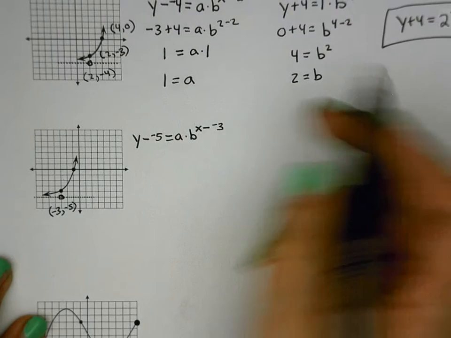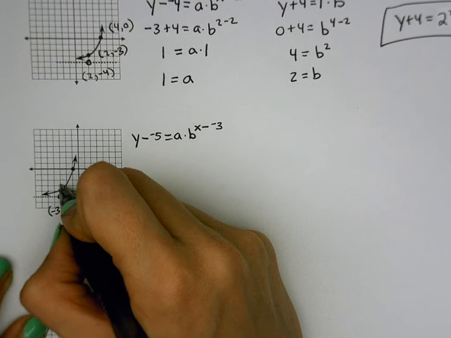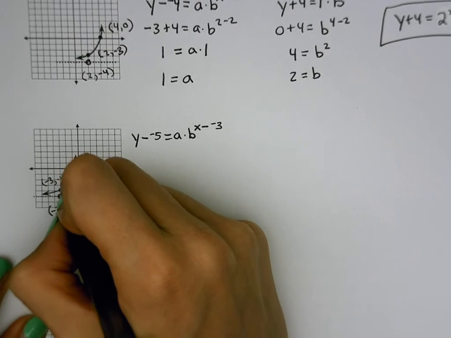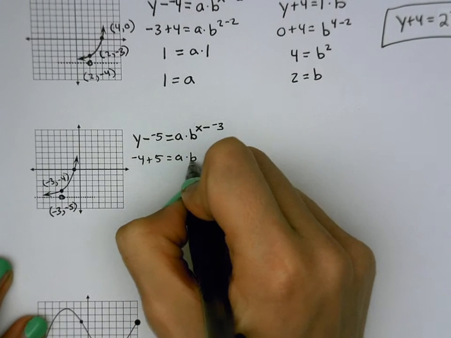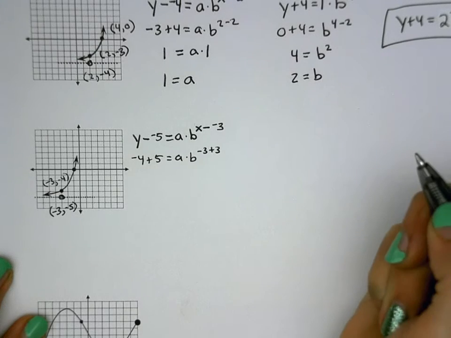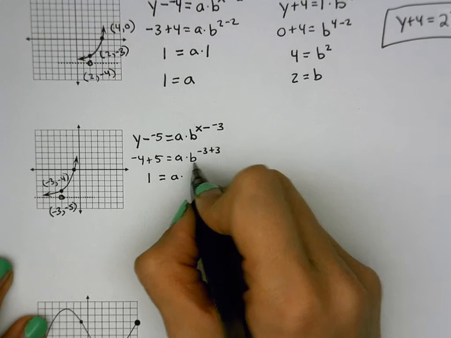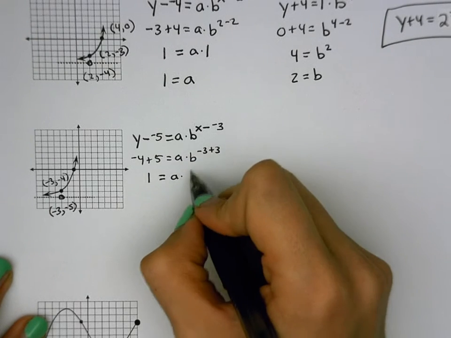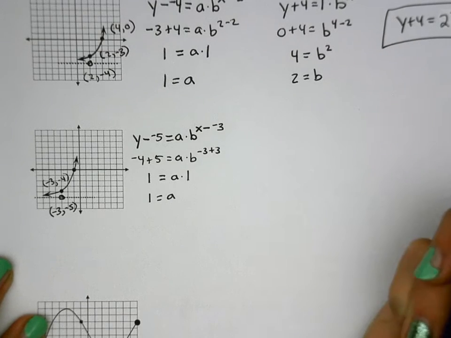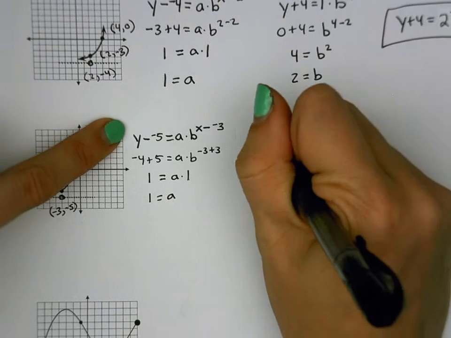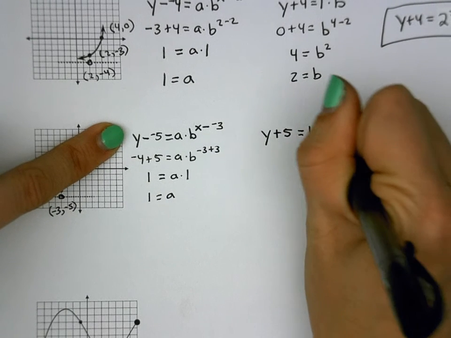Okay. First coordinate point is out here at x equals -1, 2, 3, y equals -1, 2, 3, 4. So let's go ahead and plug that in. -4 plus 5 equals a times b to the -3 plus 3. -4 plus 5 equals 1. And we have a times b to the -3 plus 3 is 0. Anything to the 0 or b to the 0 is 1. And so my a is 1. Let's go ahead and rewrite this equation with that 1 plugged in. Y plus 5 equals 1 times b to the x plus 3.